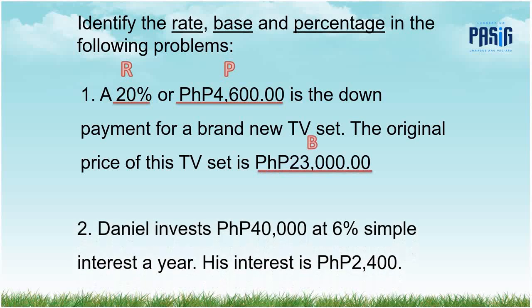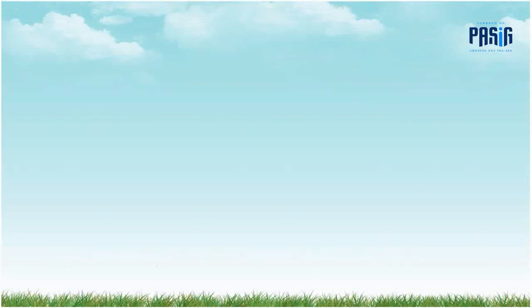Number 2. Daniel invests 40,000 pesos at 6% simple interest a year. His interest is 2,400 pesos. 40,000 pesos is the base, 6% is the rate, and 2,400 is the percentage. Number 3.